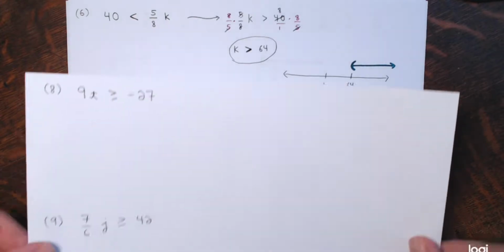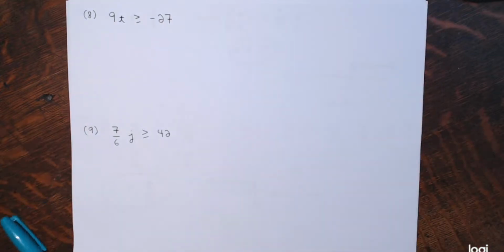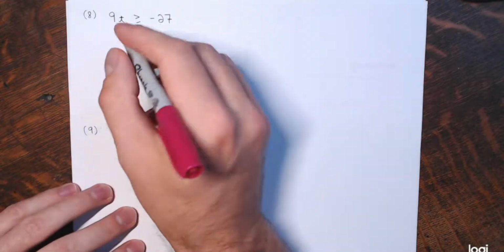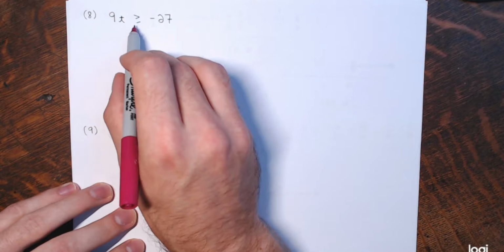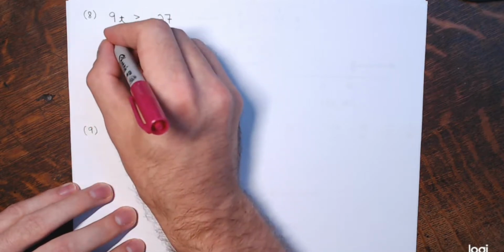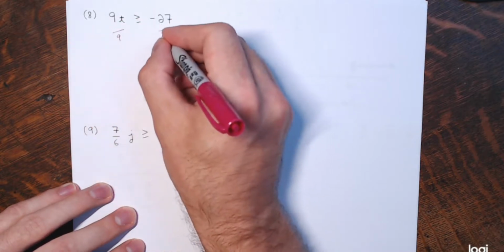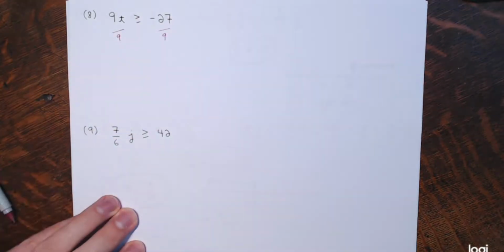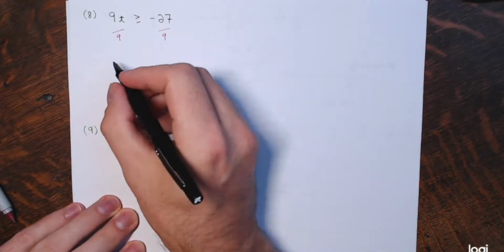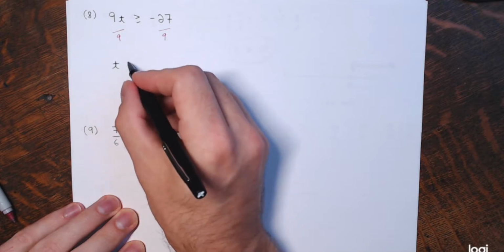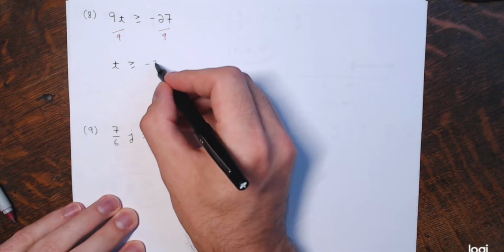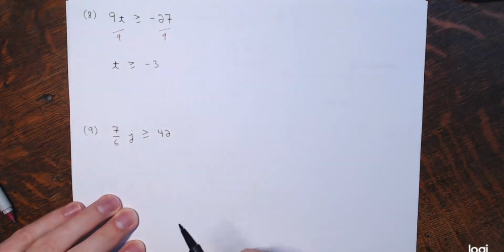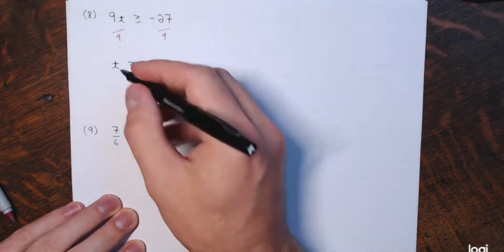Number 8, example 8. Again, these will be pretty quick. Just to get, this 9 times t is greater than or equal to negative 27. I simply divide by 9. Easy as that. And that's a positive 9, right? So the inequality symbol doesn't change. So I have t on the left is greater than or equal to negative 3. Right, remember, a negative divided by positive is a negative. And there you go. I have solved the inequality.